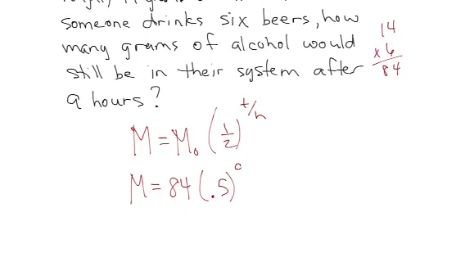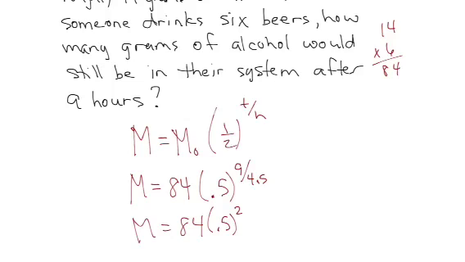The time is 9 hours, and the half-life is 4.5 hours. Now again, to make things simpler on my calculator, I'm going to go ahead and do that division right now. 9 divided by 4.5 is 2. This is going to be 2 half-lives, which honestly, we could do this by hand.